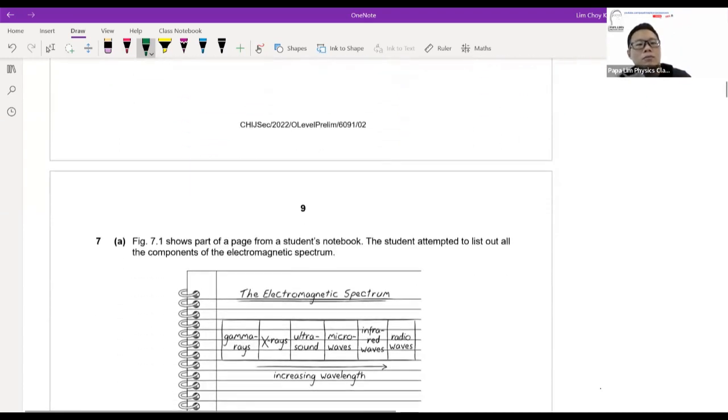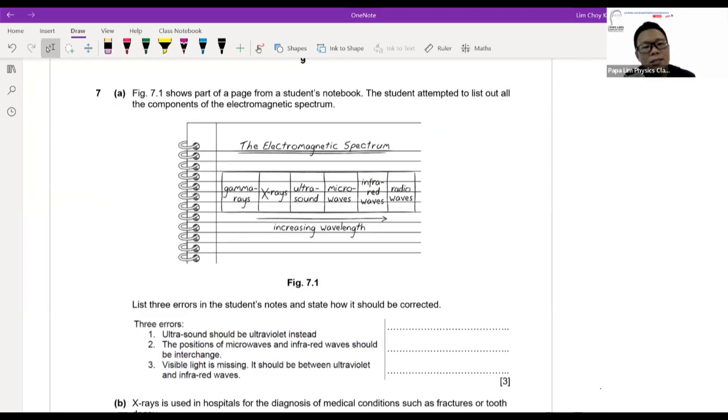Now, for question 7 here, it is an EM spectrum question. Straightforward, yes, definitely.